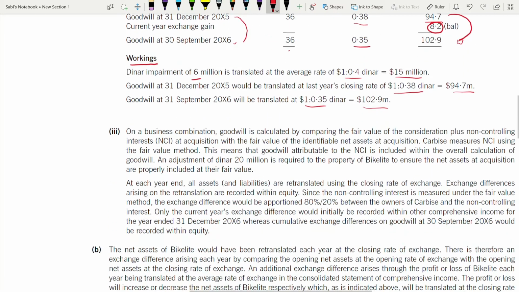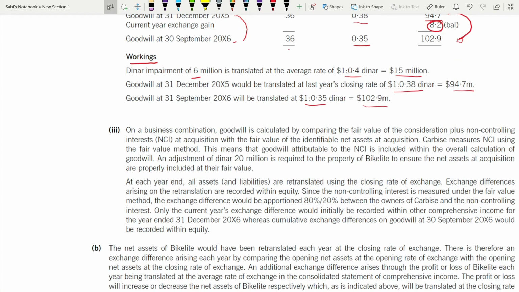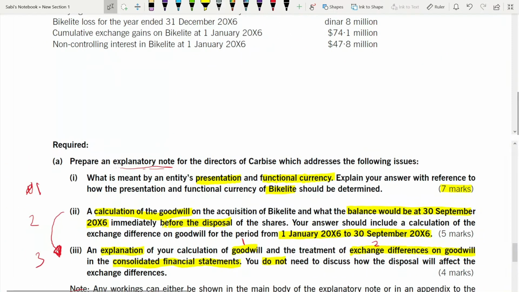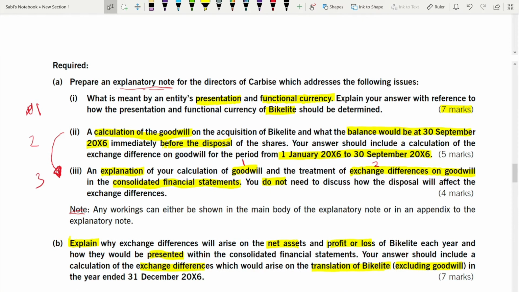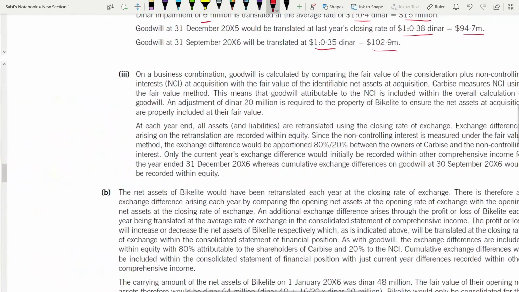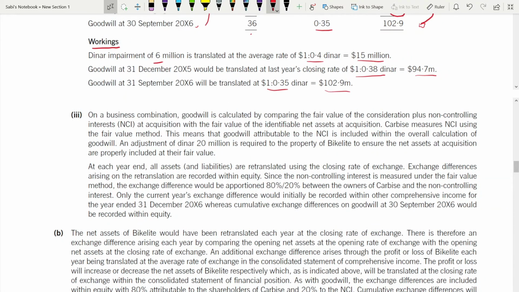Next, you have to explain how this will be treated. If you have forgotten, no problem, you can always come back and reread the requirements. It's a good technique, by the way, of rereading. So: explanation of how the exchange differences will be treated in the consolidated financial statements. In a business combination, goodwill is calculated. We all know what happens in a business consolidation. Goodwill will be there in the financial statements, and exchange differences, where they will go and where they will be recorded. So in a business combination, goodwill is calculated by comparing.